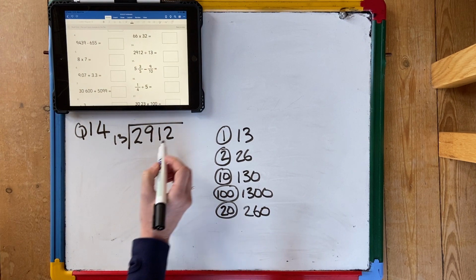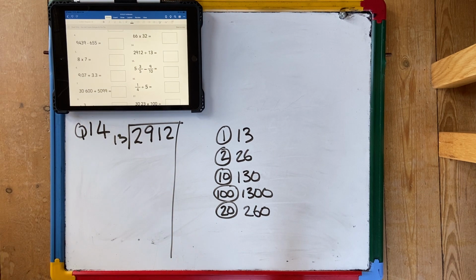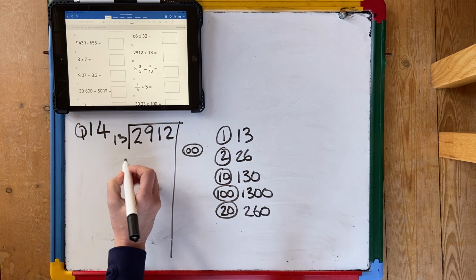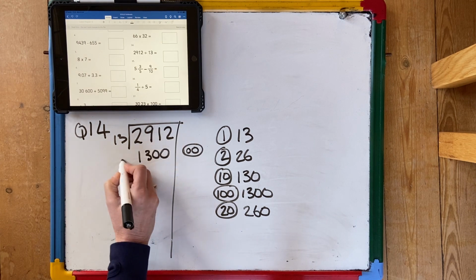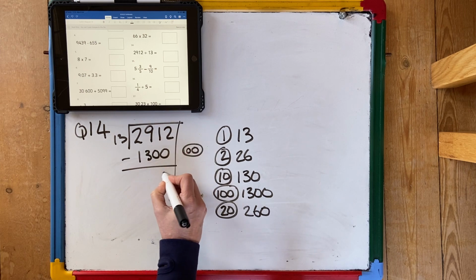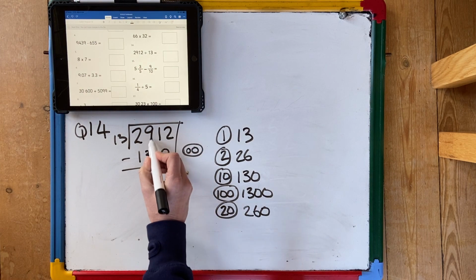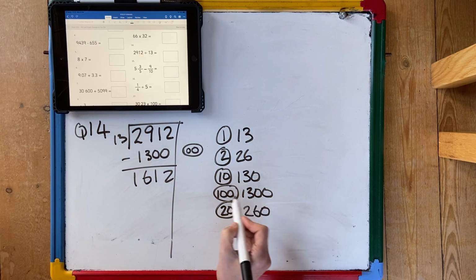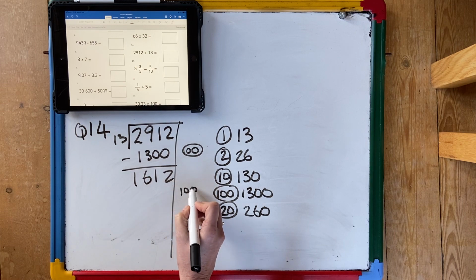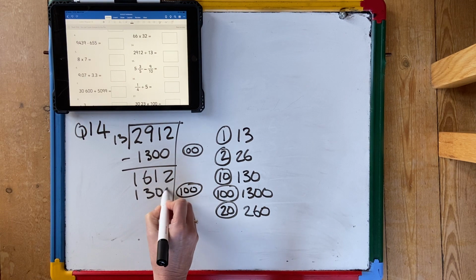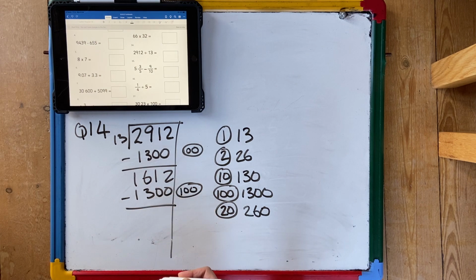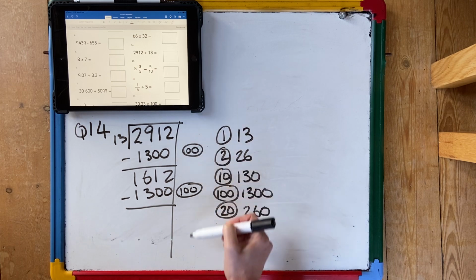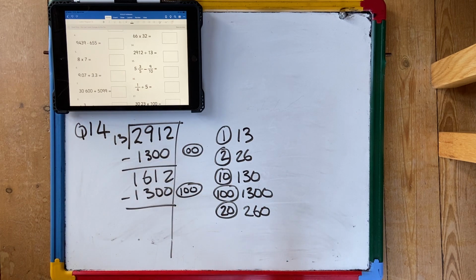So how many 13s are in 2,912? Well, I know that 100 13s is 1,300. Subtract that. 2 subtract 0 is 2. 1 subtract 0 is 1. 9 subtract 3 is 6. 2 subtract 1 is 1. I know that another 100 13s is 1,300. Subtract that and keep going. And then add up how many chunks of 13 you have and then write your answer here. Excellent.